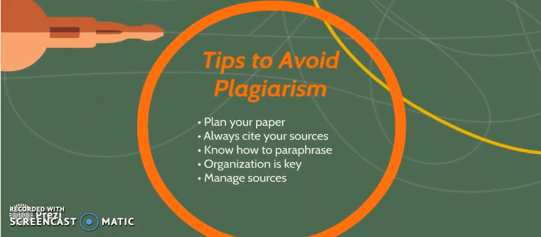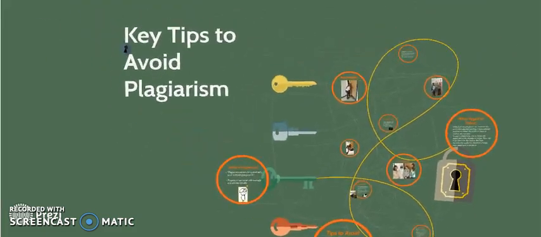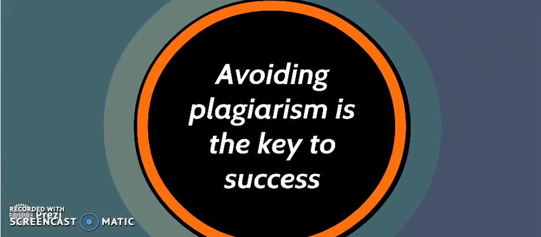Here are some helpful tips to avoid plagiarism. Plan your paper. Planning your paper helps balance your original ideas and those that you have taken from outside sources. Always cite your sources. As emphasized throughout this video, citing any information from outside sources is essential in avoiding plagiarism. When in doubt, cite it out. Know how to paraphrase. Paraphrasing should be done sentence by sentence. Organization is key. Manage sources. This helps to keep track of where your information is coming from and decreases the likelihood of plagiarizing. And remember, avoiding plagiarism is the key to success.